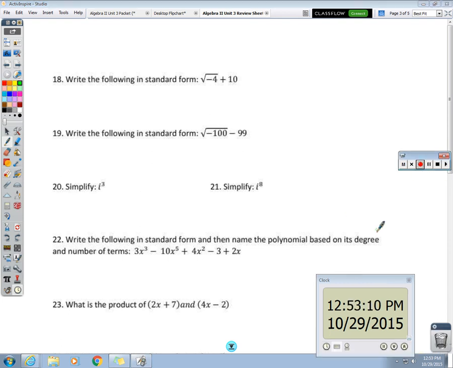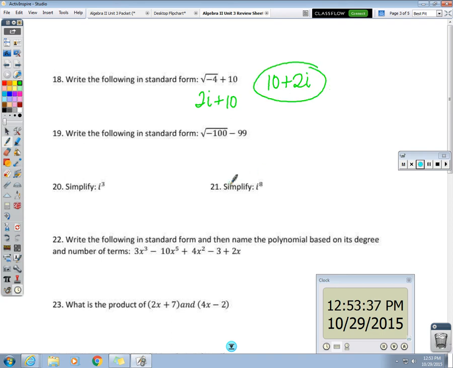Okay, here we go. Write the following in standard form. The square root of -4 is what? 2i. The square root of 4 is 2, but since it was negative, that produces the i. Plus 10. Now, they ask us to write it in standard form. Is that in standard form? No. What would it look like in standard form? 10 plus 2i.